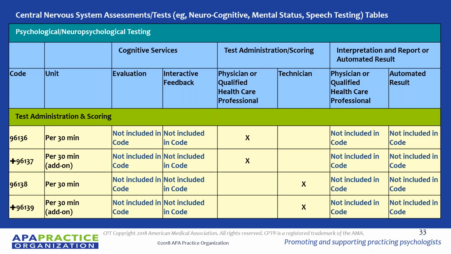And this would be the table that would be present in the code book that your coders and others will be relying upon. And in test administration and scoring, 96136 and 137, that's with the physician or qualified healthcare professional, 96138, 96139, your test administration and scoring is by technician. And note that neither cognitive services nor interpretation and report are included in these test administration and scoring codes. Next slide.